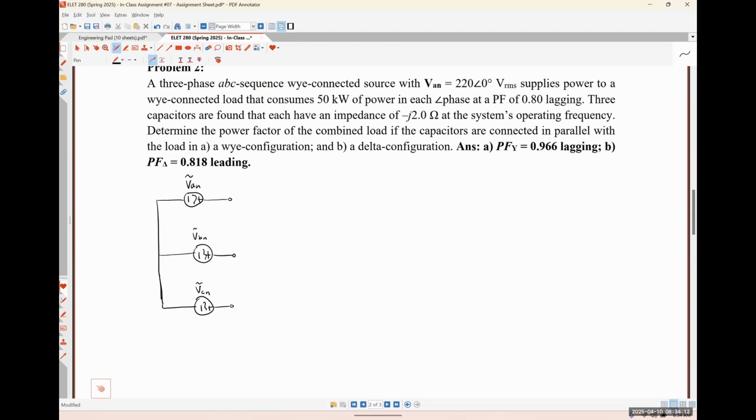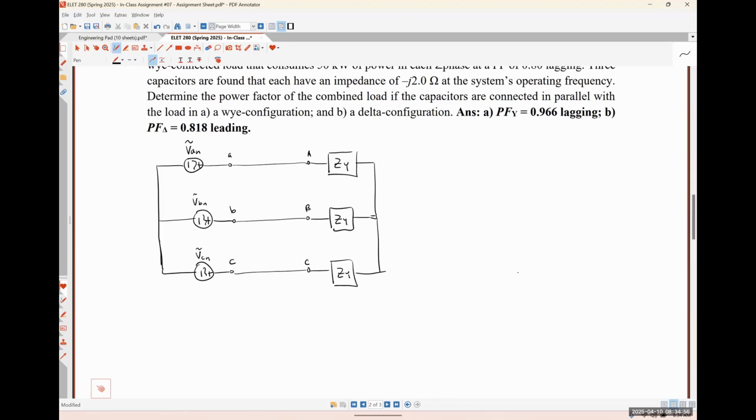There's no mention of any specific transmission line impedances, so I will, goodness gracious, choose to just connect these guys with a wire. I've got my load over here. I'm going to call this ZY, which, to be clear, we are not given.